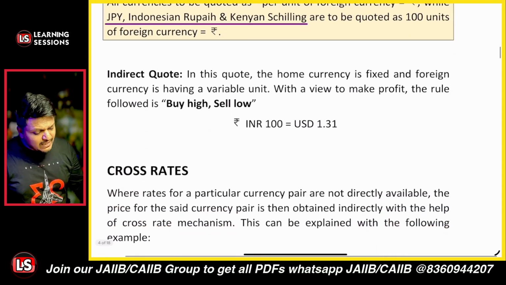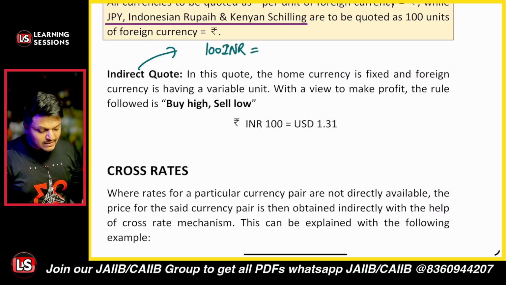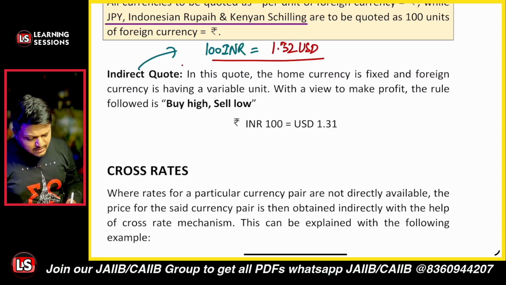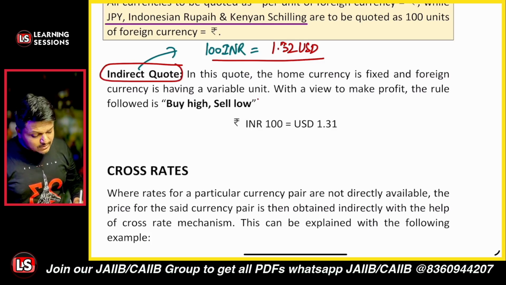On the other hand, we have the indirect quote. In the case of the indirect quote, the home currency has a fixed unit. Like we'll say for 100 INR, how many USD will we get. Let's say we get 1.32 USD. So what type of quote is this? This is an indirect quote, where the home currency is fixed and the foreign currency is variable. These indirect quotes are now not used. And in the case of the indirect quote, if you want to make a profit, such types of questions are also asked, right?